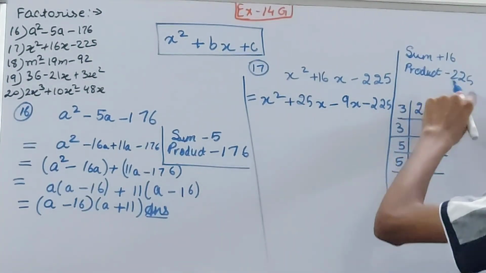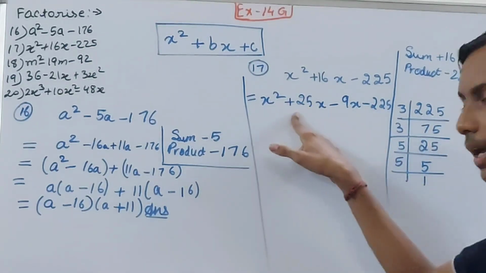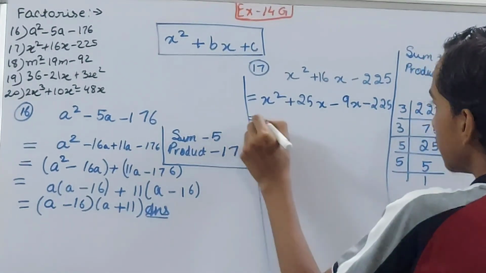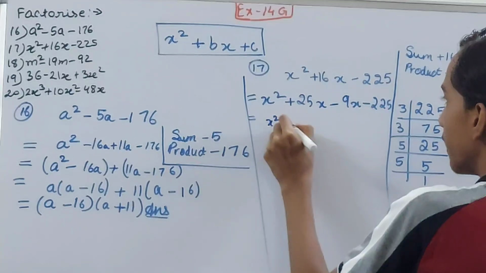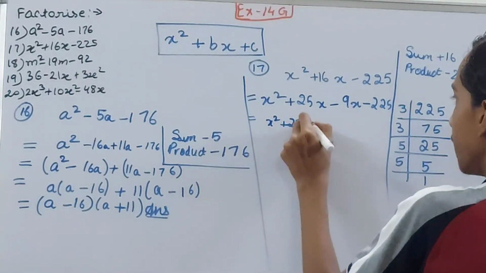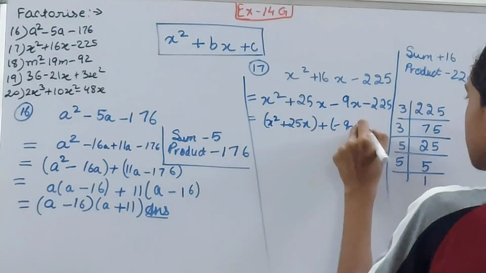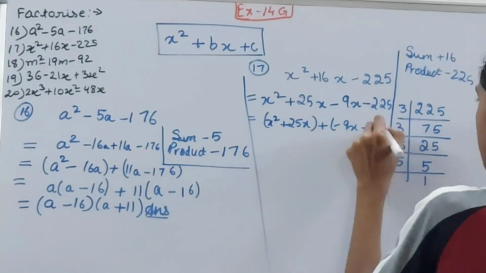And the product is minus 225. So we can do plus 25 into minus 9, which is also minus 225. Okay, so the conditions are fulfilled. Now you just have to group them. One group will have x square plus 25x and the other group will have minus 9x minus 225.